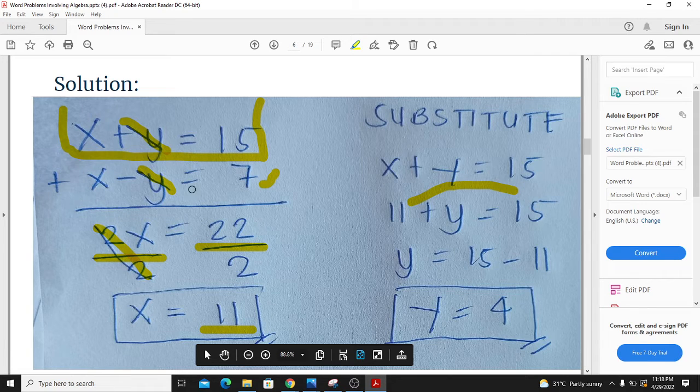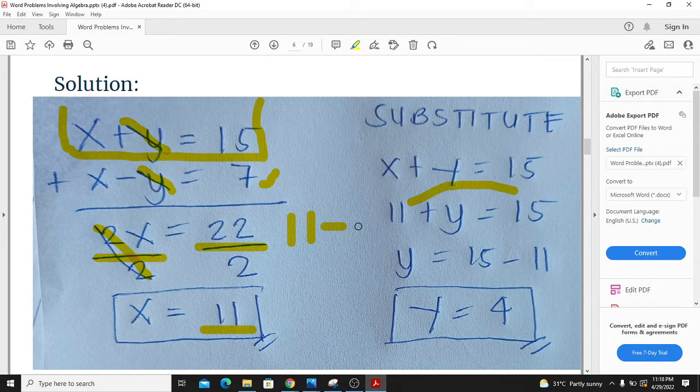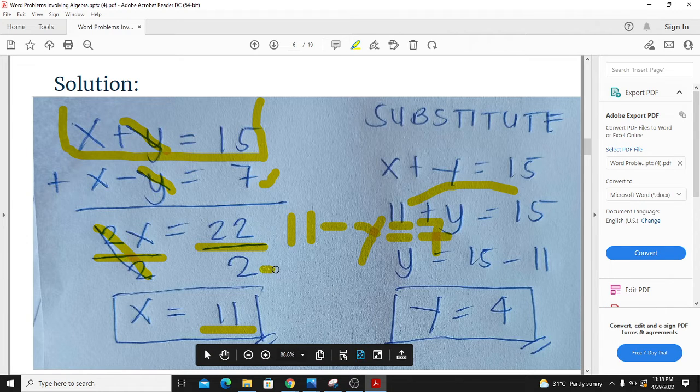So x minus y is equal to 11. Let's substitute. So 11 minus y is equal to 7. Okay, so that's left with negative y is equal to 7 minus 11. So negative y is equal to, I'm sorry, negative 4.